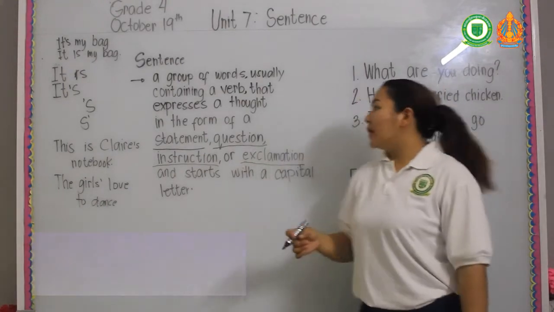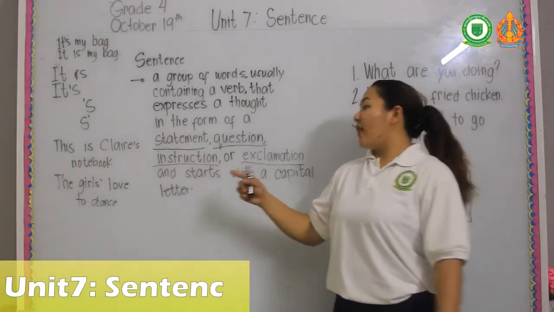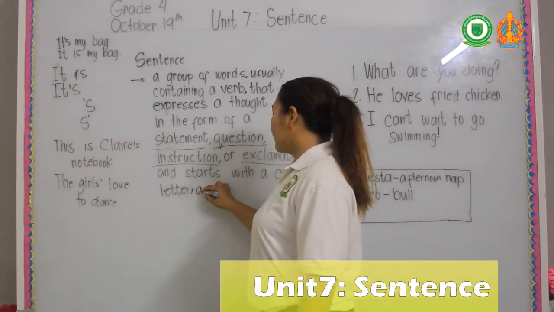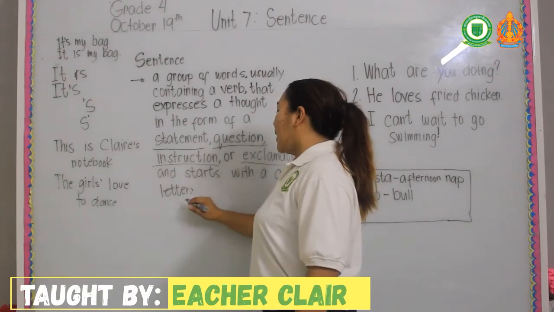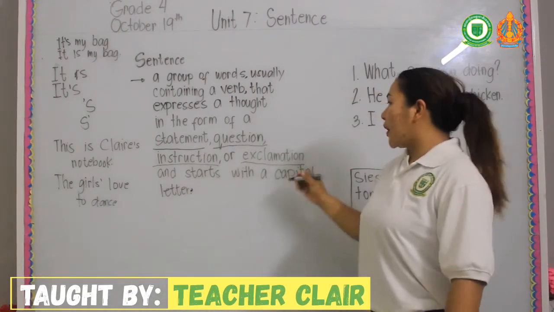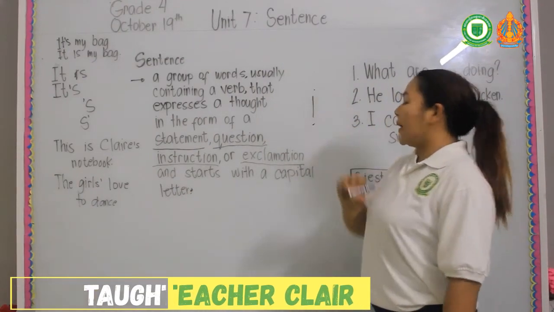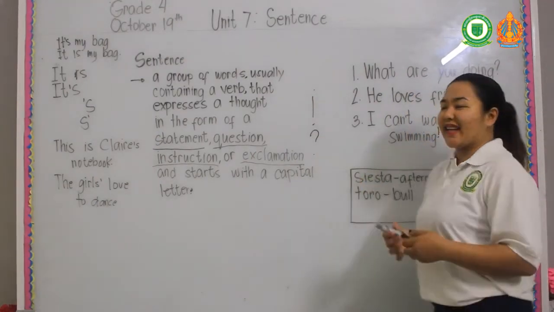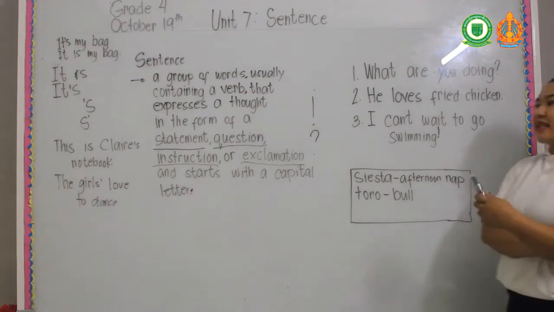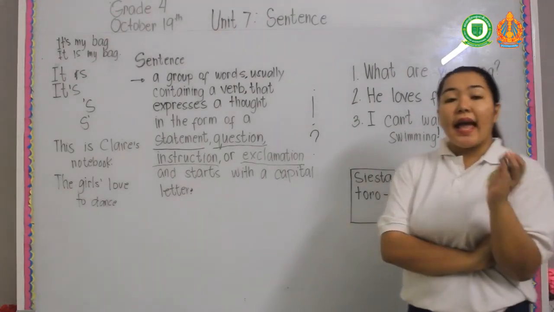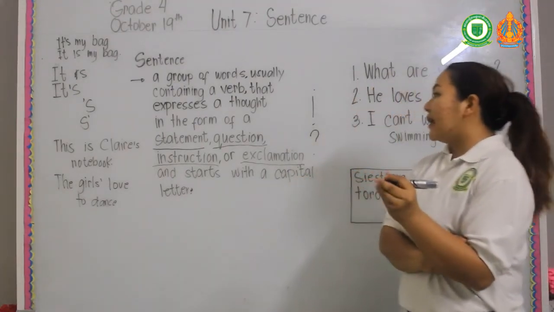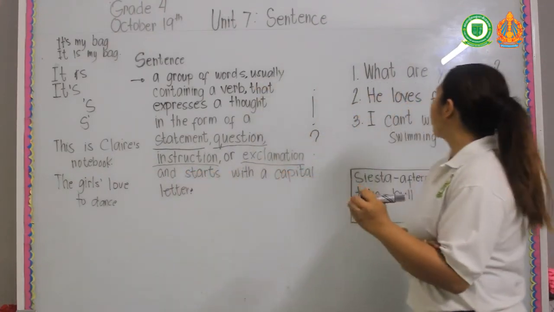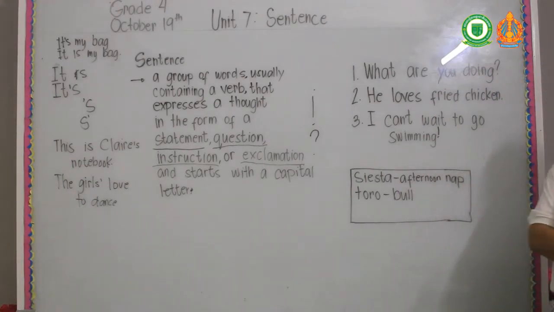It starts with a capital letter and ends with a period. Or, okay, it depends. It ends with a period, an exclamation point, or a question mark. Okay? So basically a sentence has a subject and a predicate. And for example, okay, and there's a thought.